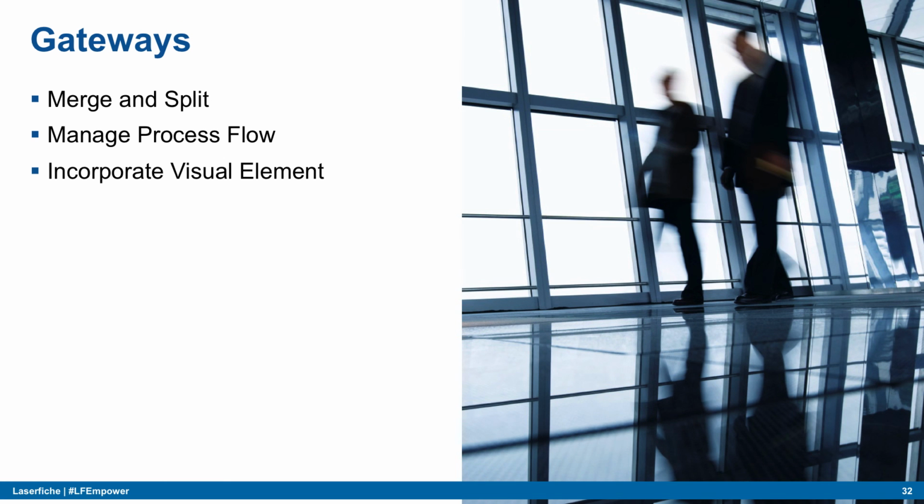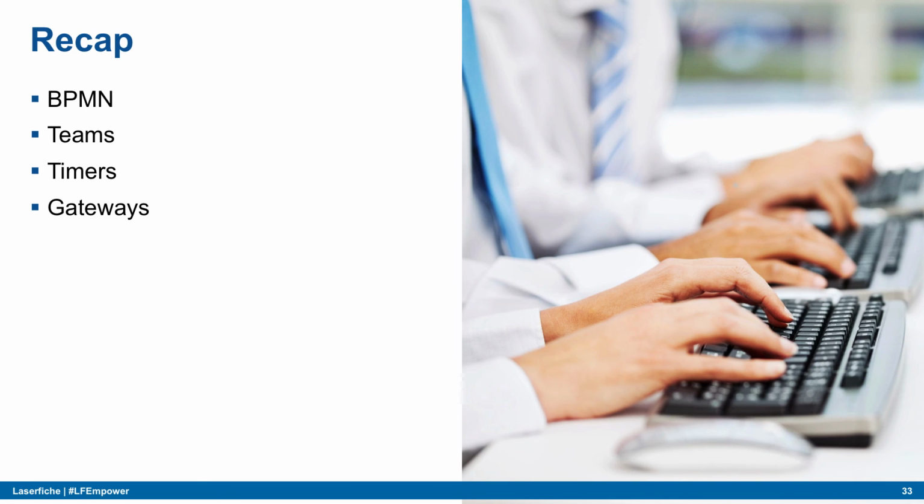And so with gateways, we're able to control process flow, the merging and splitting of gateways, as well as incorporate a visual element, which gets back to BPMN. Like thinking about it, looking at the diagram, we know when it's a yellow diamond, it's a gateway. That's what we're dealing with. And just to recap, we looked at BPMN notation, business process modeling notation, and how Forms follows that and how it's helpful. We also took a look at teams and how that might be utilized for task assignment. And we looked at timers and how that can account for various different time-related business processes. And finally, gateways and how that can control process flow.